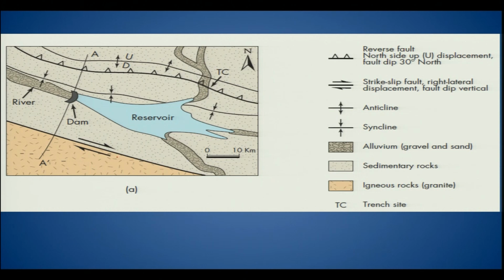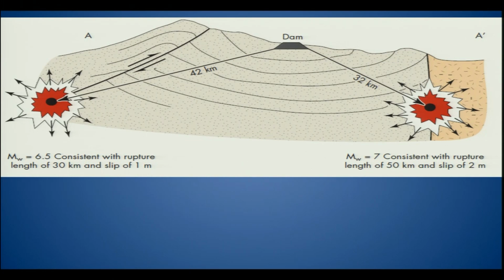So, this is a strike slip fault, whereas this is a thrust fault. The symbol shown here is of your strike slip fault, and this one is the symbol shown for the reverse fault. So, two different types of faults exist at a particular distance from the dam, that is, the site of interest. Here it says around 42 kilometers, and here it says that if the source is located here, then it is 32 kilometers.